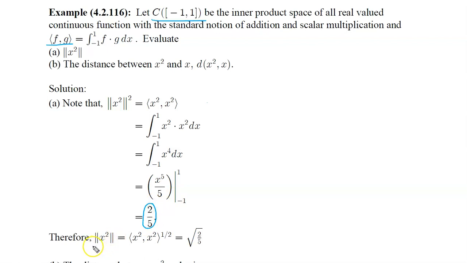And so therefore the norm or length of the function x squared is the square root of the inner product of x squared with itself, which is the square root of 2/5. And so that is our answer. It might seem a little bit strange to think of the length of a function or the norm of a function as being a number like this, but that's what it turns out to be because of our definition of this inner product.